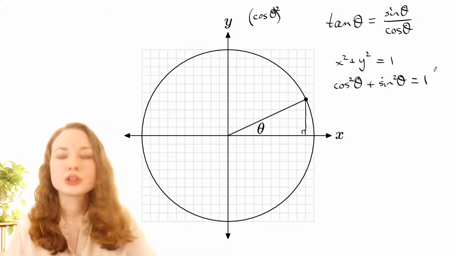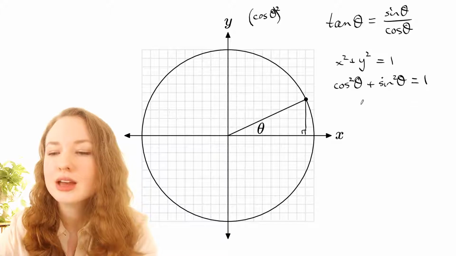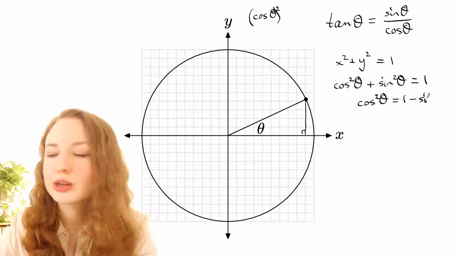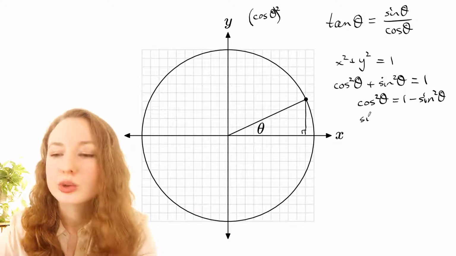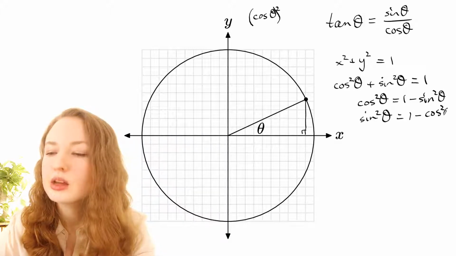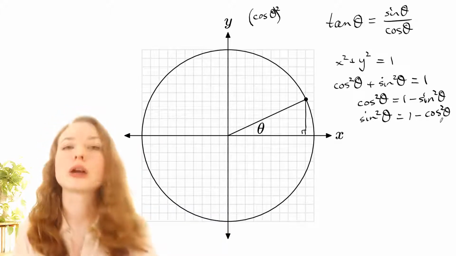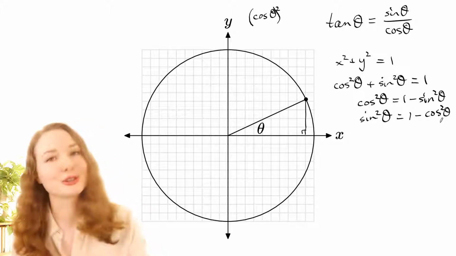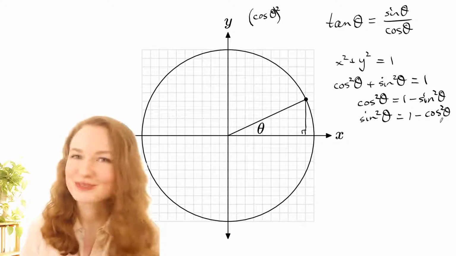It's also important to be able to rearrange this to make cos squared theta equals 1 minus sine squared theta, or sine squared theta is 1 minus cos squared theta. So those are very important to be able to get that as well, because you may need to write cos squared theta in terms of sine squared theta, or vice versa.